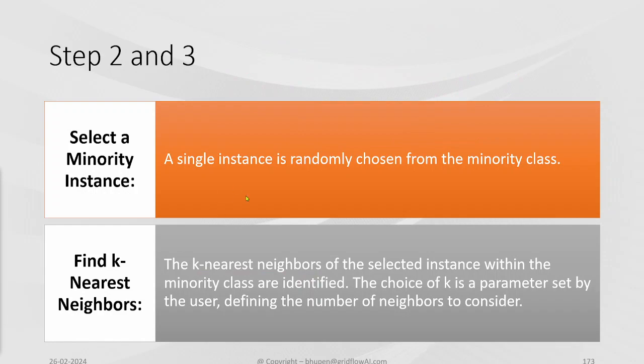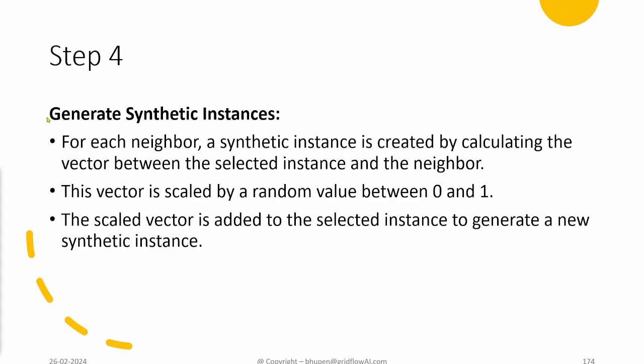Now after we have found the neighbors, we have to generate the synthetic instances. For each neighbor, the synthetic instance is the new data. This new data is created by calculating a vector. A vector is simply a record, or a new record in this case, between the selected instance from the minority class and the neighbors. Sorry, this should be neighbors. And I'm going to show you how it is done.